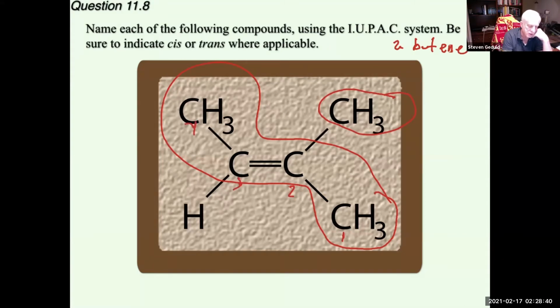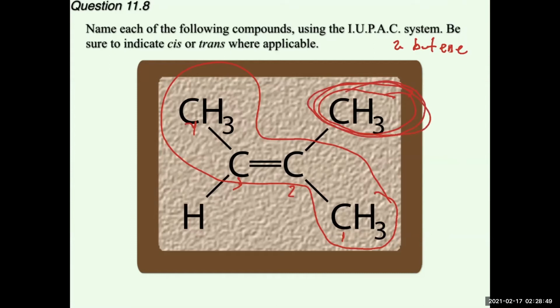So it's 2-butene, and what group do we have attached here? What's this group called? Methyl. Methyl, 1 carbon. So it's 2-methyl. Okay, so put this name together.